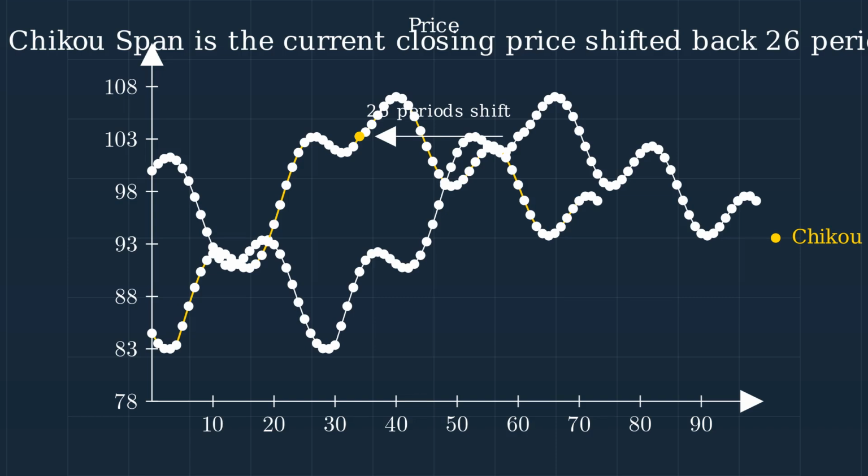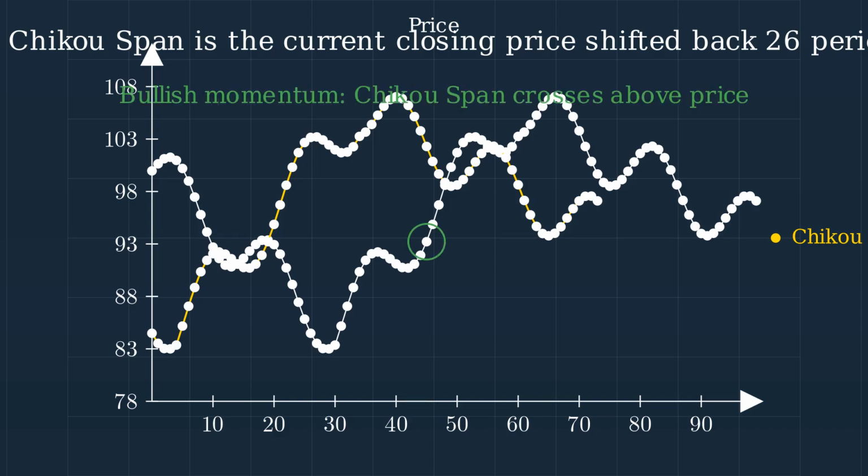chart. When the Chikou span crosses above the price line, it indicates bullish momentum. This means the current price is higher than it was 26 periods ago. Conversely, when the Chikou span crosses below the price line, it signals bearish momentum. This indicates the current price is lower than it was 26 periods ago.